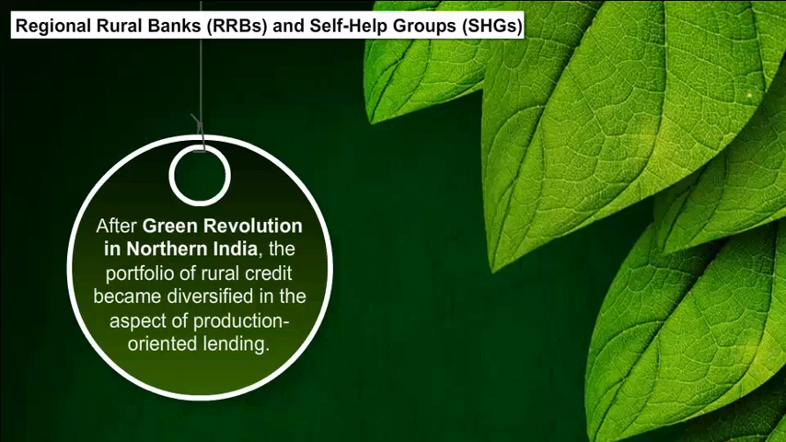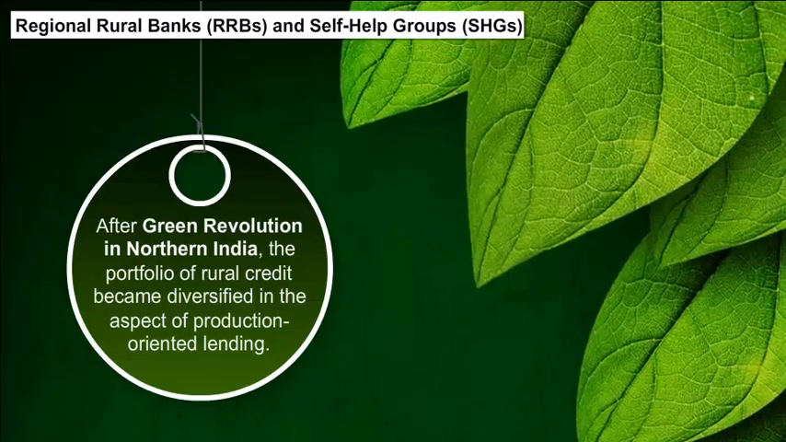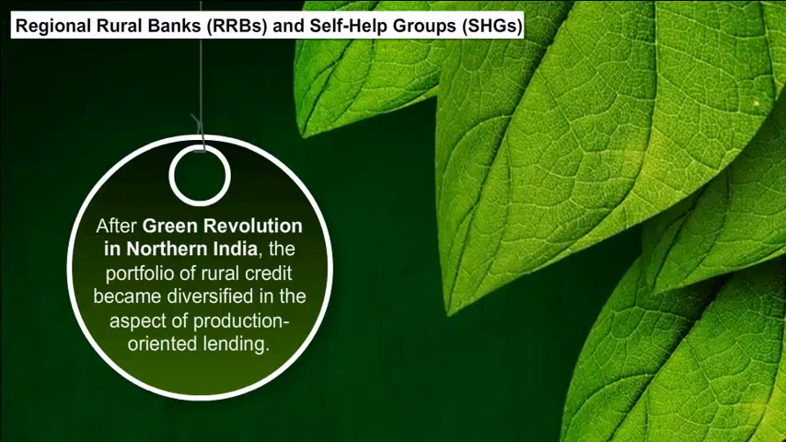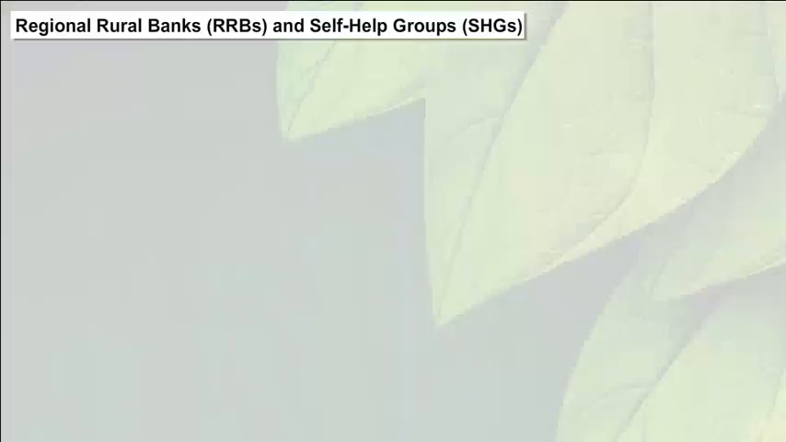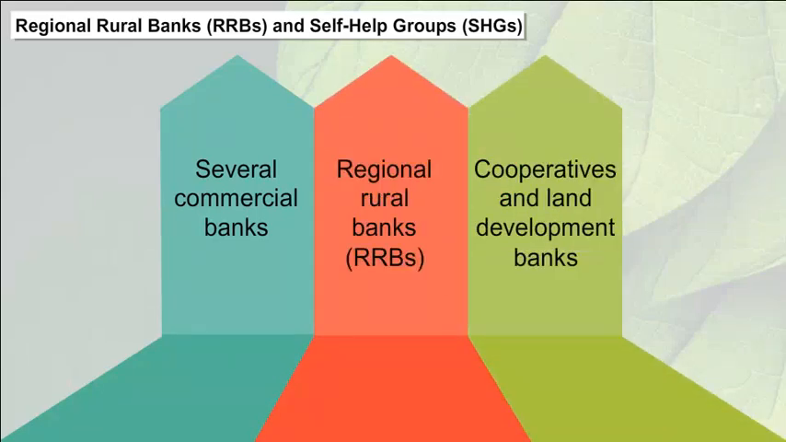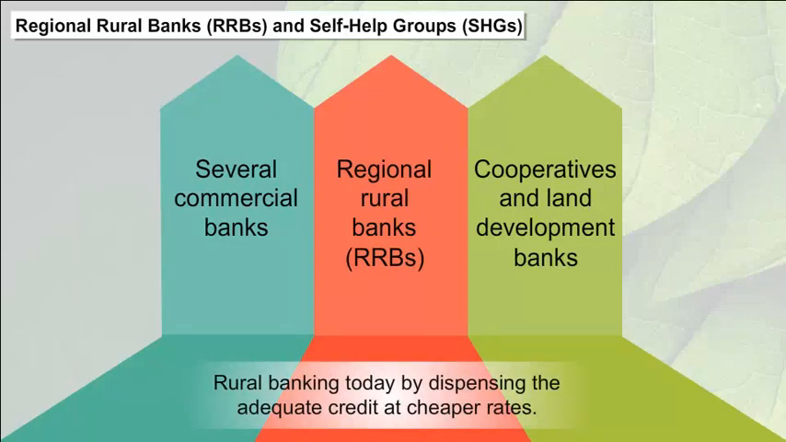After the Green Revolution in northern India, the portfolio of rural credit became diversified in the aspect of production-oriented lending. Several commercial banks, regional rural banks (RRBs), cooperatives, and land development banks have structured rural banking today by dispensing adequate credit at cheaper rates.